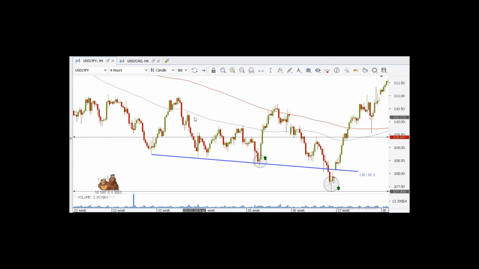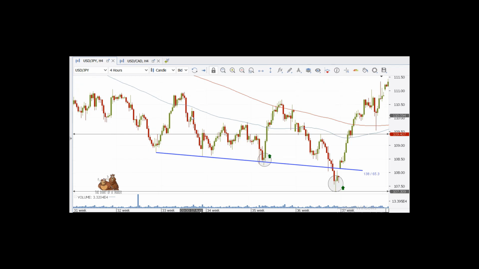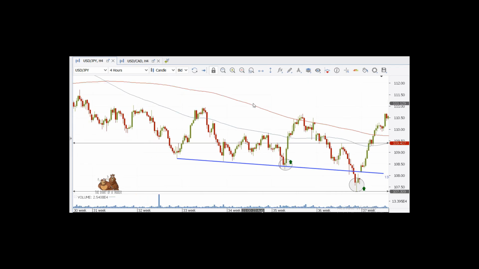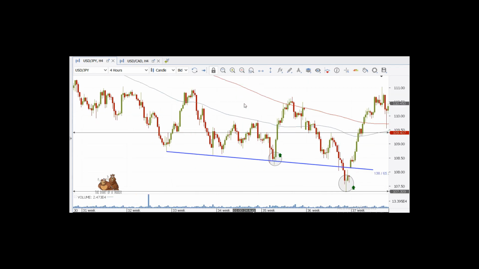So the first step in order to implement this strategy would be to identify a trend. When you look at this chart, I prepared two charts. The first chart is a 4-hour chart of dollar yen. If you look at this chart, you see that we are trading sideways, but more or less we are also creating lower highs and lower lows. You can see here a high, then a lower high, lower high, lower high.